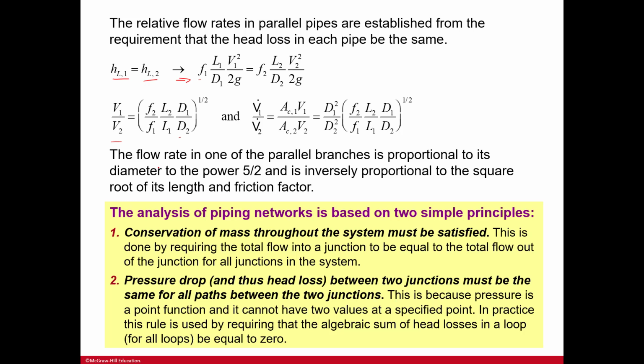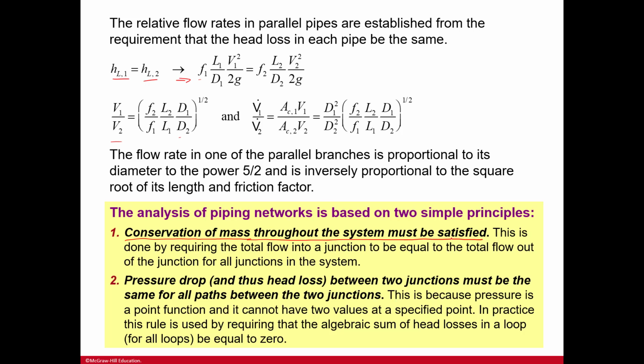So when you're analyzing piping networks, it's based on 2 simple principles. Conservation of mass throughout the system must be satisfied, right? Because what is the point of having a piping network if you can't conserve the mass, if you can't get what you put in to get to the end, right? So conservation of mass throughout the system must be satisfied. This is done by requiring the total flow into a junction to be equal to the total flow out of the junction for all the junctions in the system.